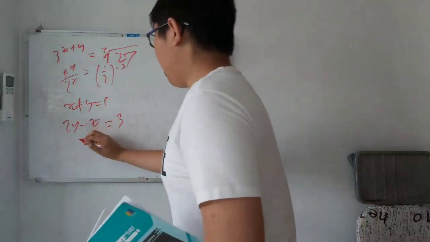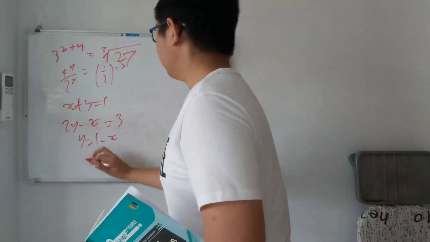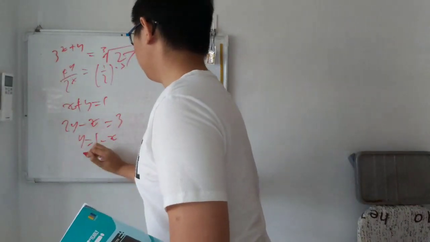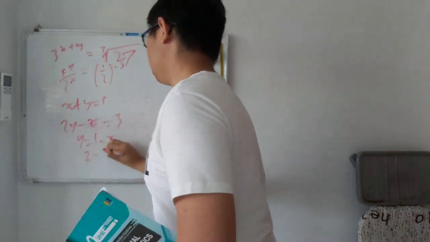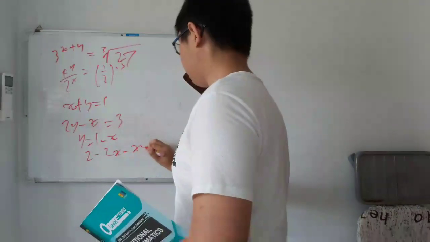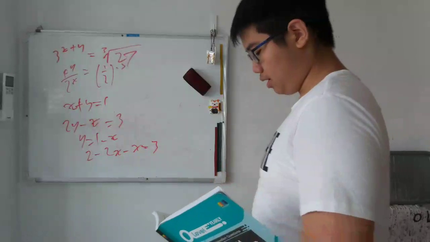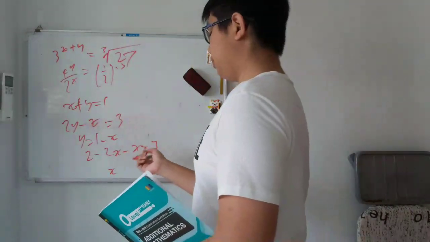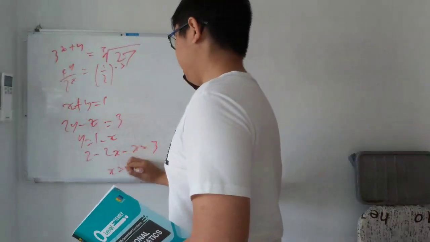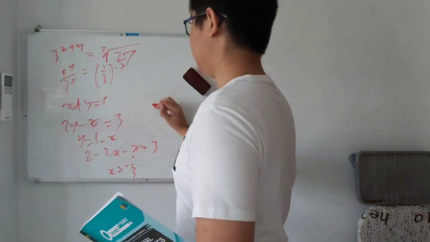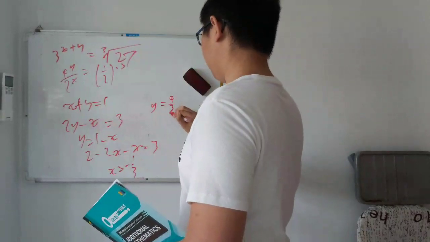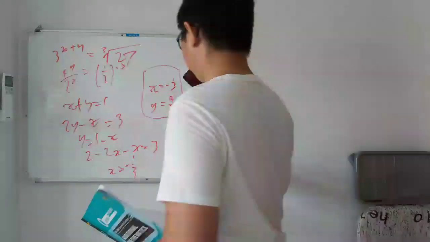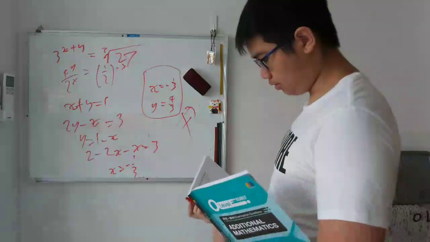So now we make y the subject, y equals 1 minus x. Then we have 2 minus 2x minus x is equal to 3. This is 2 minus 3x, of course. So x is obviously just going to be negative 1/3. From here we can see that y is equal to 4/3. I'll move this up here. This is what you need to look at in the final answer. Okay, that's 4 marks.